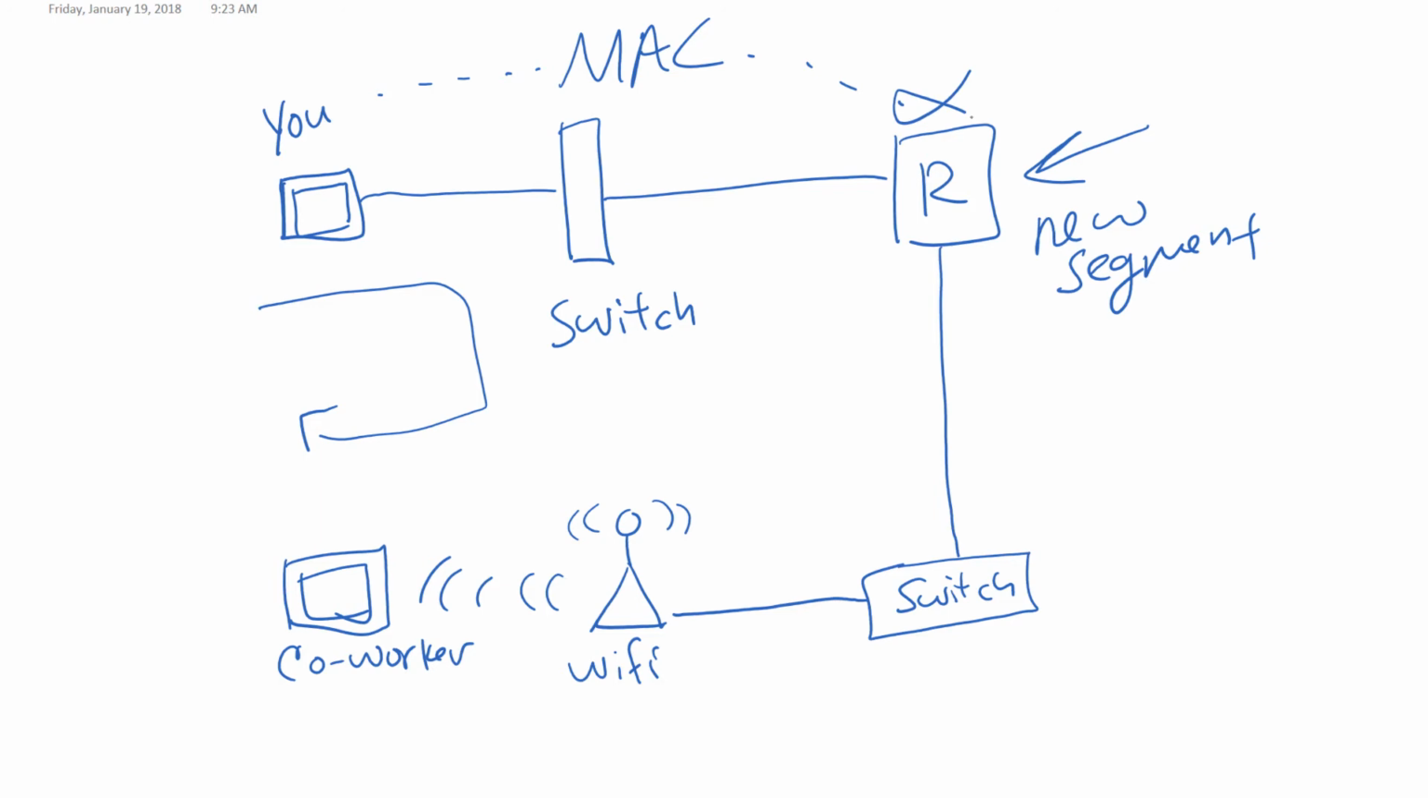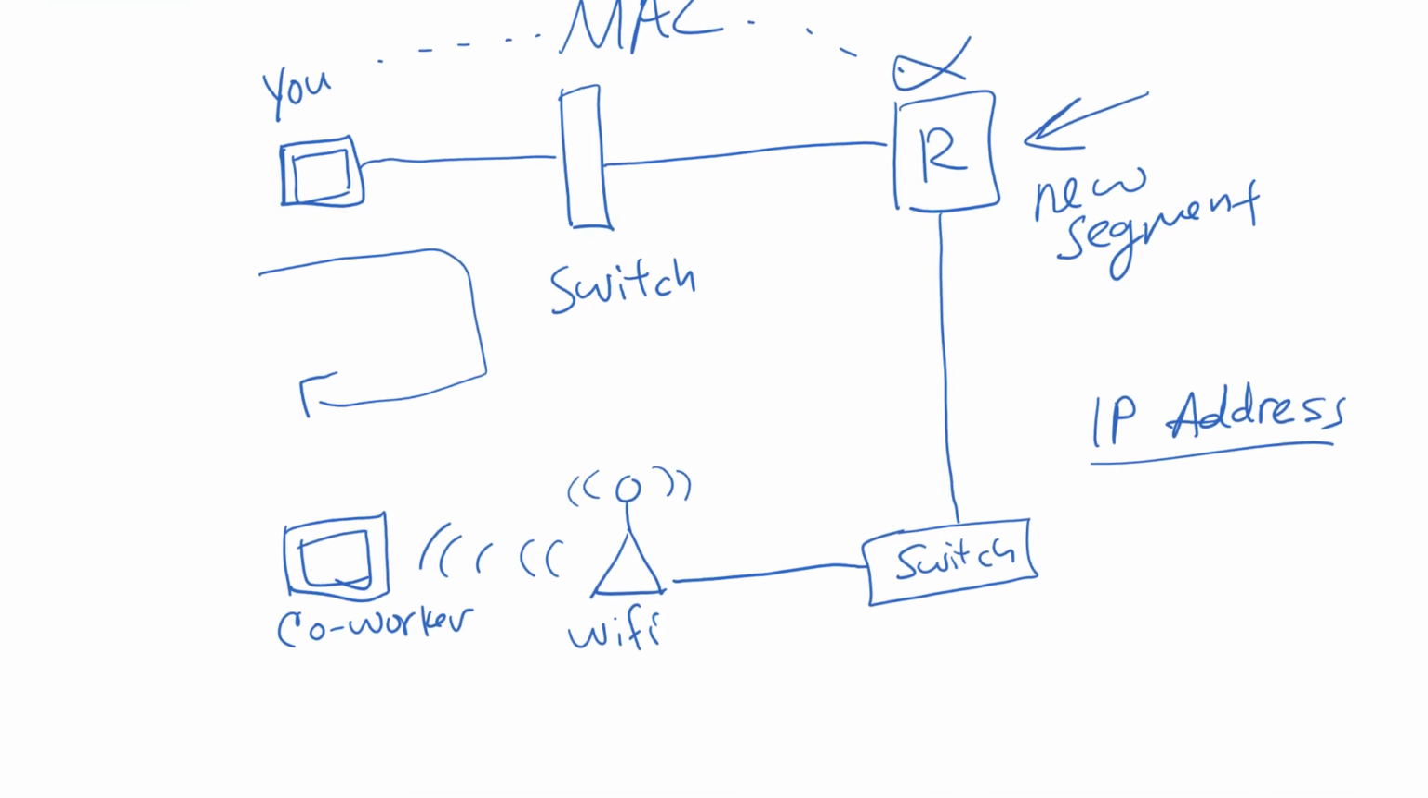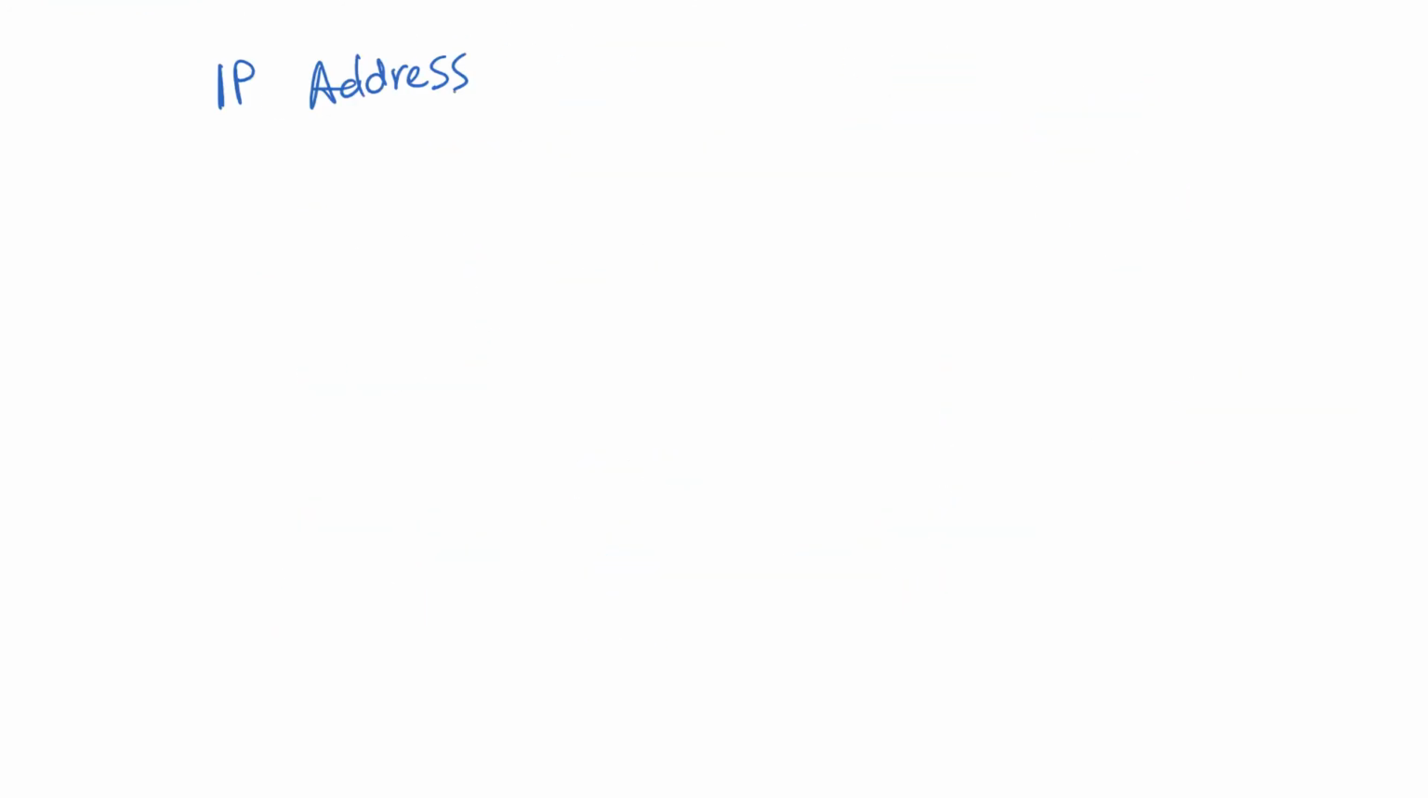The only address that is consistent across the whole communication is an IP address. And I'll show you how to find your IP address in just a moment. But let's talk about IP addresses. An IP address is a binary value.